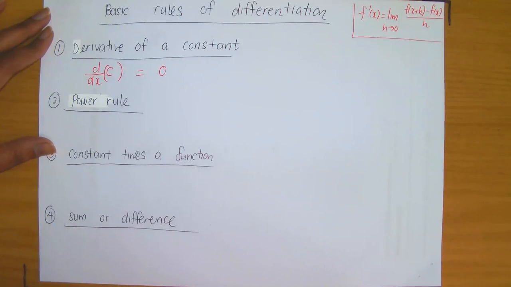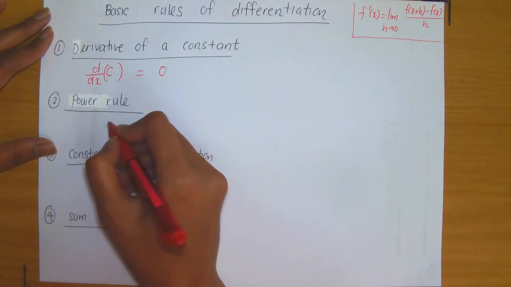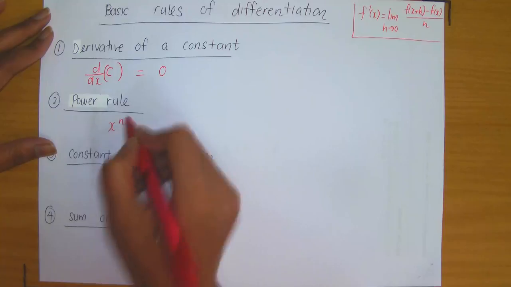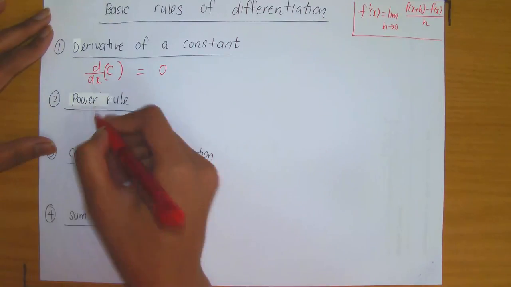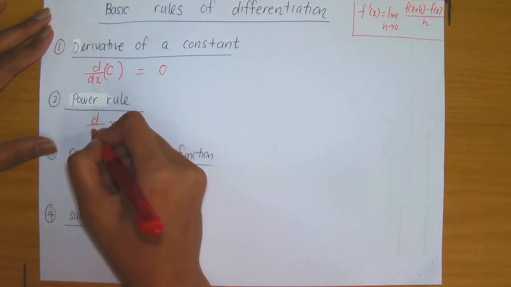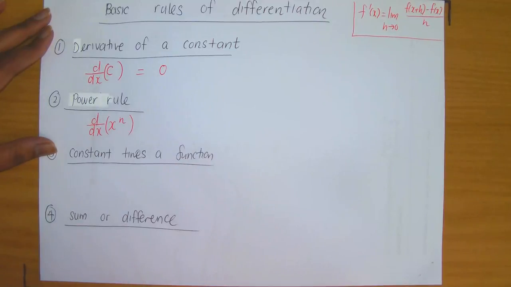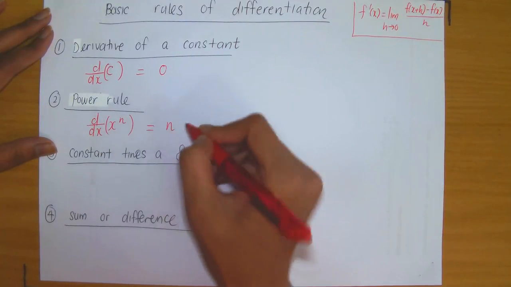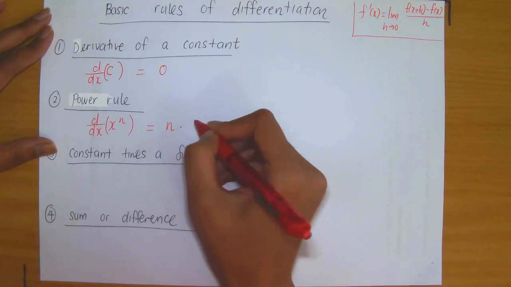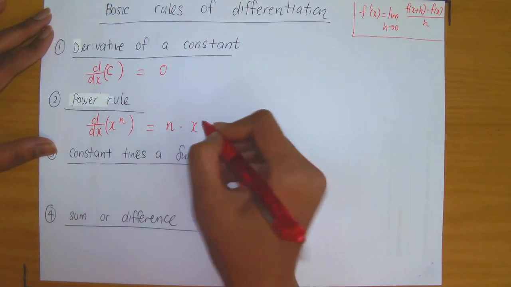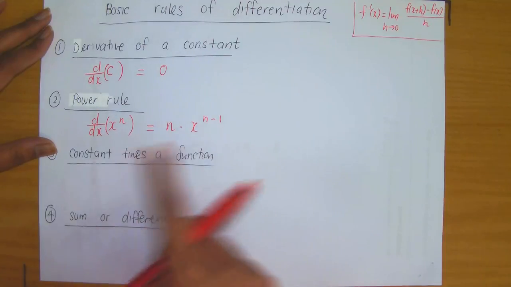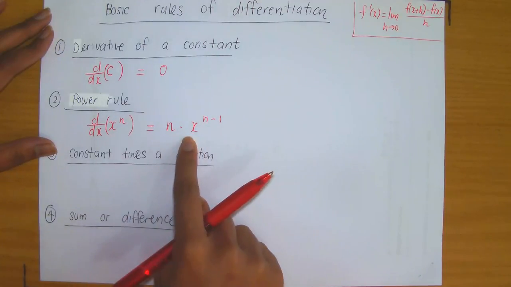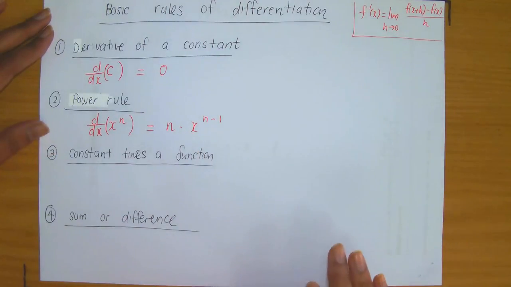The second rule is called the power rule, and we use this rule whenever we have an expression of the form x to the power n. The derivative with respect to x of x to the power n is equal to the exponent n times the base x raised to the power n minus 1. Once again, this formula can be derived from first principles.